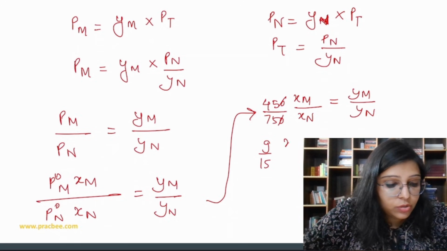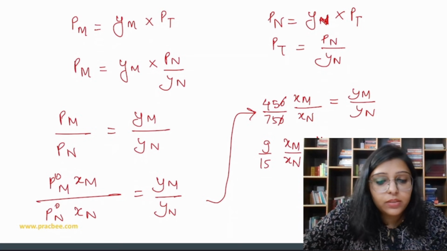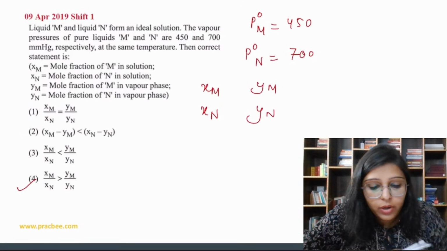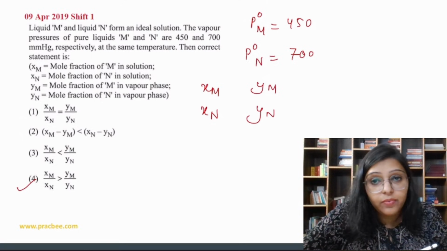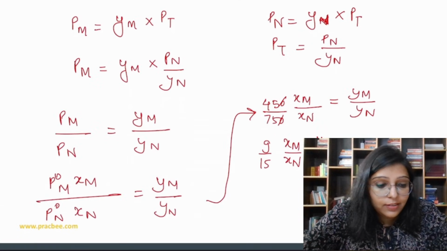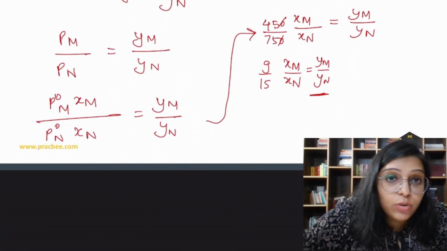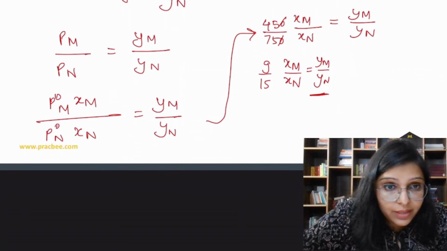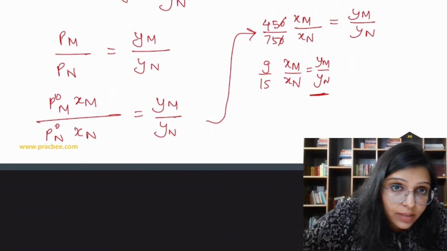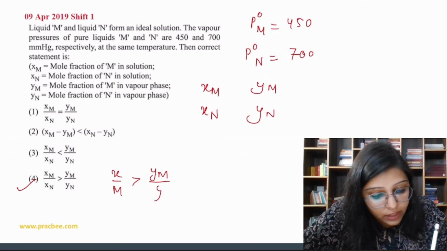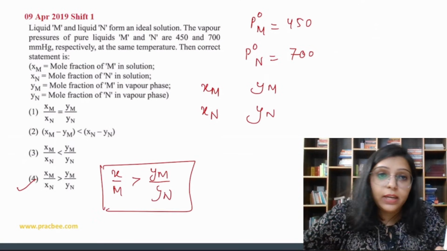Yeah. So that is XM upon XN, which is equal to YM upon YN. So what we can write from this? We can write XM upon XN is greater than YM upon YN. See, YM upon YN, basically it is equal to 9 by 15 XM upon XN. So what we can write? We can write XM upon XN is greater than YM upon YN. So option 4 is the correct answer.